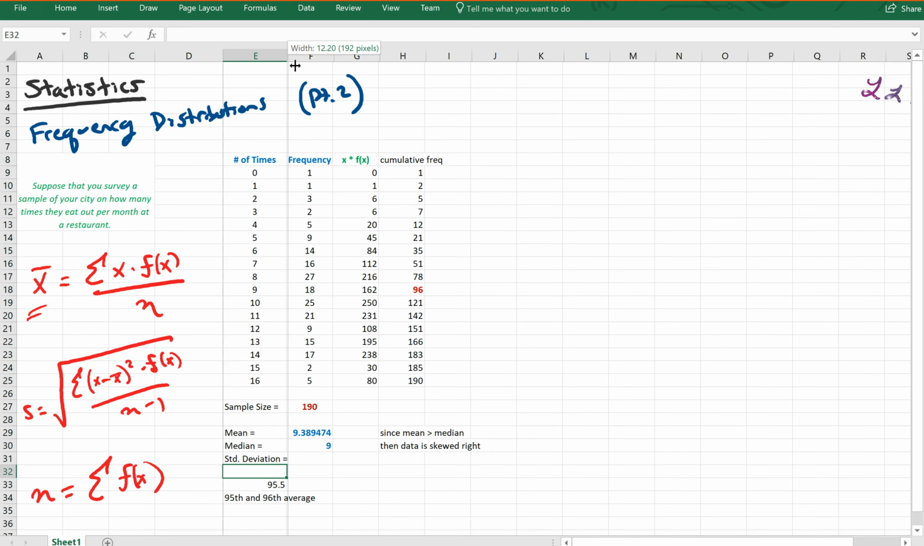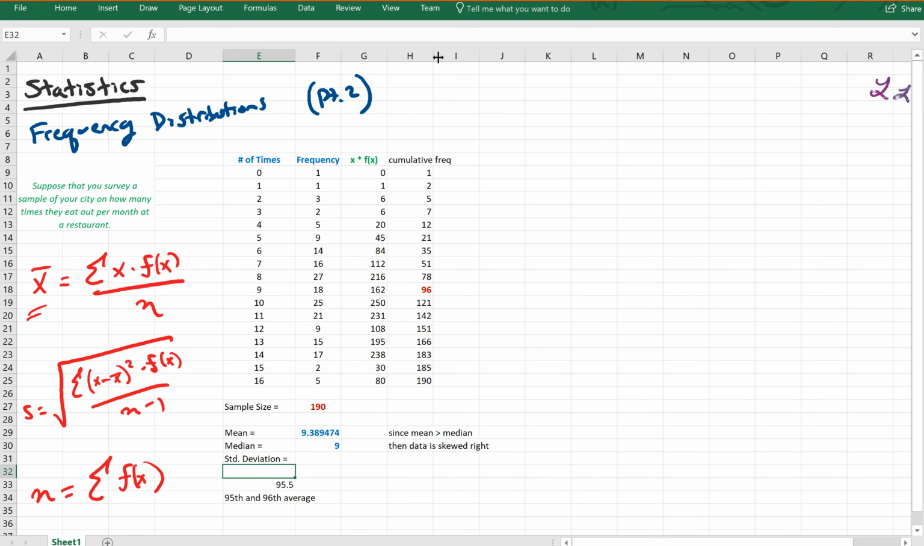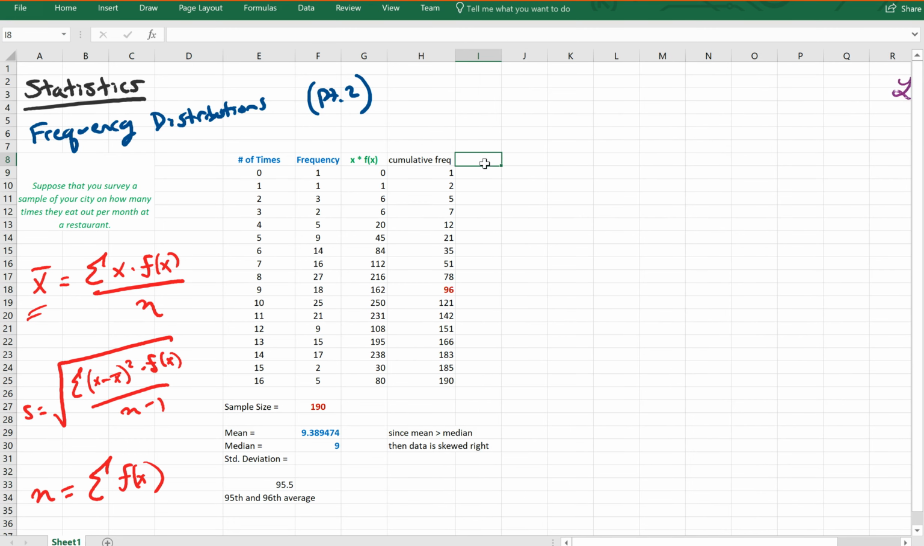So I'm going to create another column here that I'm going to use to calculate things. I'm going to calculate the x minus mean squared values. Now, why do I want to do that? Well, according to this frequency distribution version of the standard deviation, I'm going to sum up all of the squared differences between the values and the means and multiply those squared differences by their frequencies.